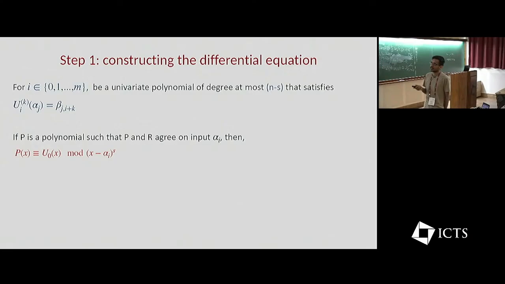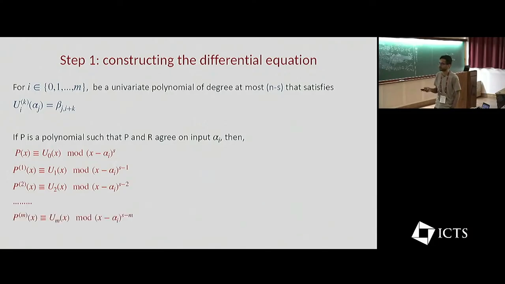But not just that, something more general is true. The agreement of p and u naught was the polynomial that interpolated on the values and the derivatives. So if p is a polynomial such that p and r agree on alpha I, then p and u naught agree on all their derivatives up to order s at alpha I, which means that x minus alpha I to the s will divide p minus u naught. Similarly, x minus alpha I to the s minus 1 will divide the derivative of p minus u1, and so on. These are the kind of equalities we are going to get as a consequence of the structure of u and the fact that p has an agreement.